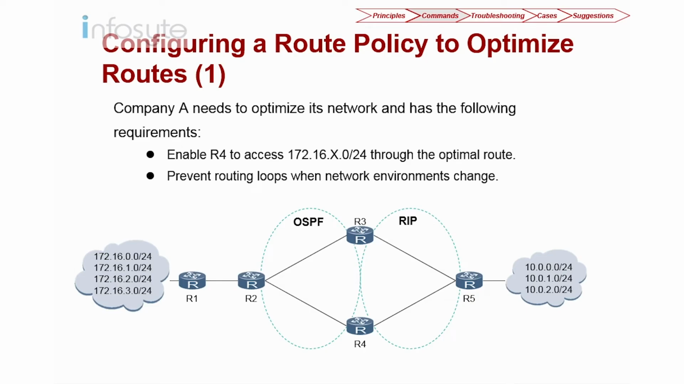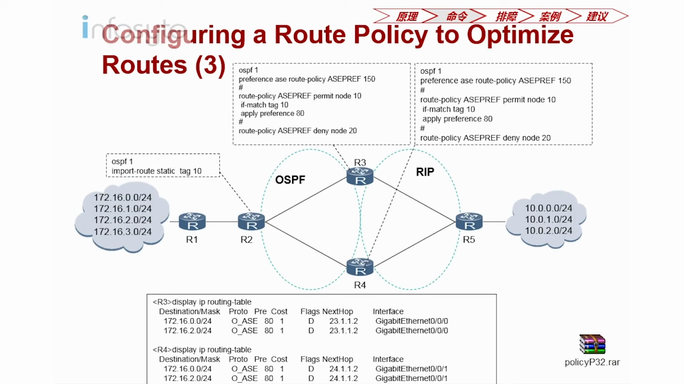Now for us to solve it, we have to do some route policy. This is the command on how we can solve the entire problem. Firstly, when we do the import on R2, we are going to give the routes a tag. For this example, we are going to use a tag of 10. So when 172.16.0.0 is being imported, I'm going to set a tag of 10.